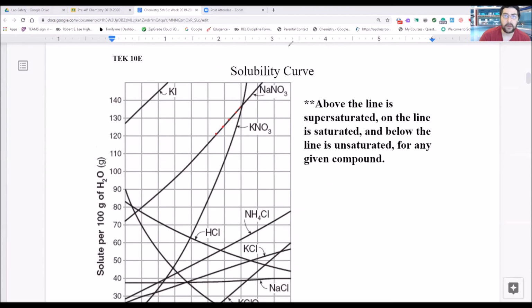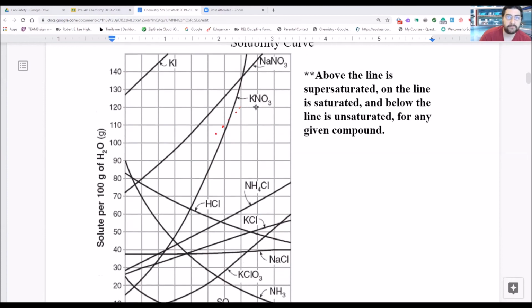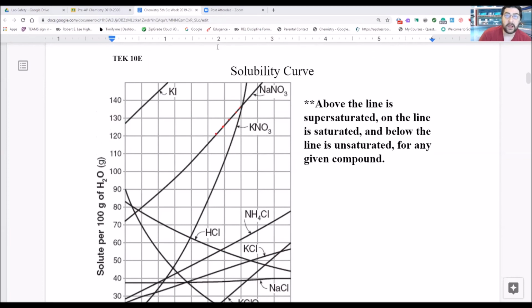So I don't know if I can draw a line. Yes, I think I can, but I don't know how to do it. Anyways, let's say that we had this temperature, or excuse me, this amount of substance. Maybe it looks like 137 or something like that. And let me just draw a line straight down here.